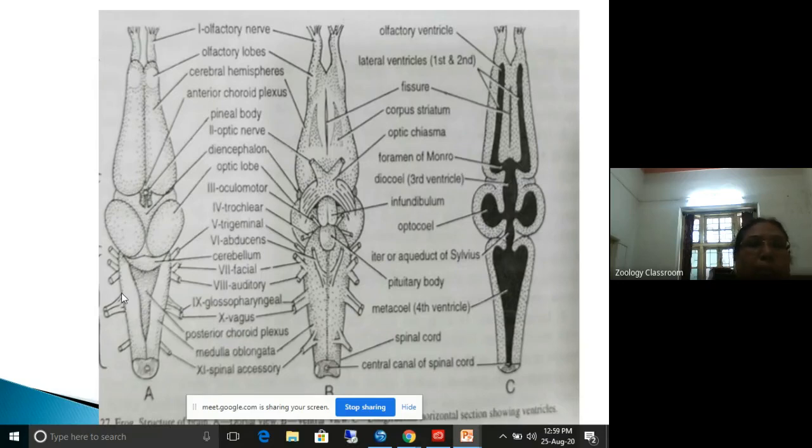Then the roof, this is the medulla oblongata. The medulla oblongata is broad at the anterior side and narrow at the posterior side.